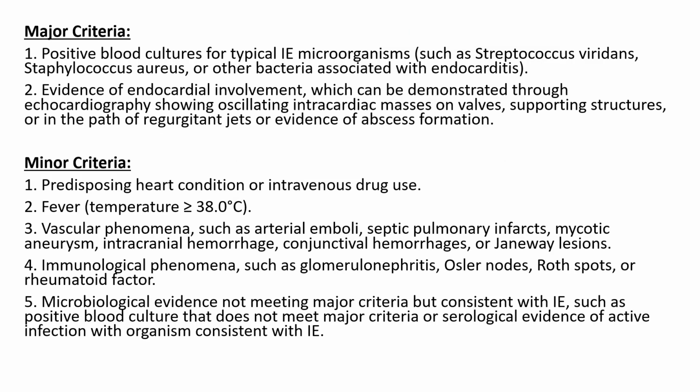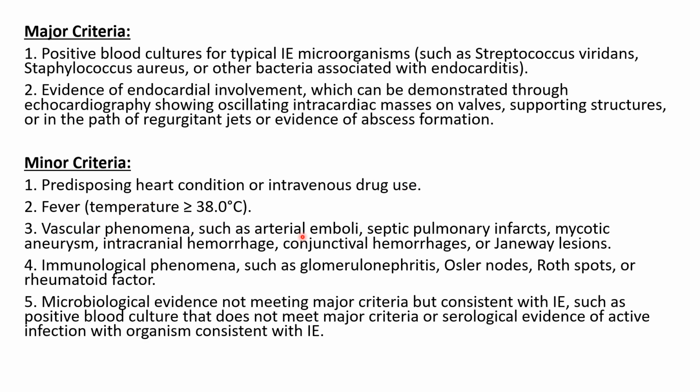So just to summarize, this is the modified Duke's criteria. For the major criteria, remember, you have to prove that it is an infection and that it has involved the endocardium. So if these two are proved, it comes under major criteria. Minor criteria are: you have a risk factor and the patient has signs and symptoms of infective endocarditis. That is your predisposing heart condition or IV drug use, and fever of more than 38 degrees centigrade.